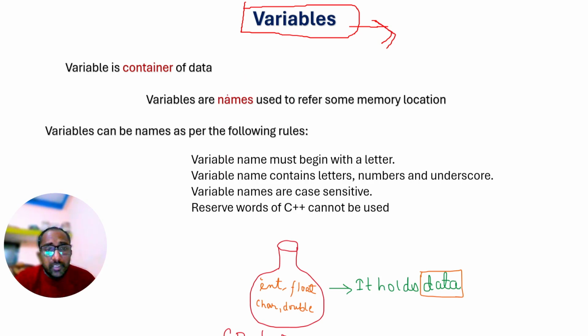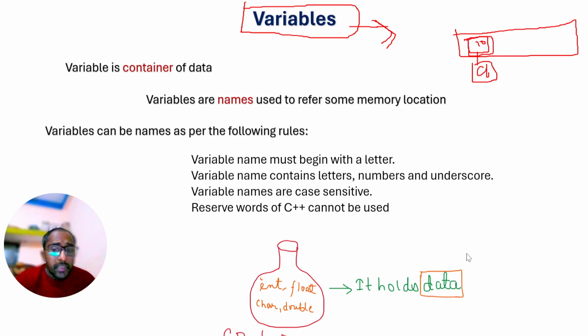A variable is a container of data. Variables are names used to refer to memory locations. They are containers. Suppose this is our memory and a block of memory will be reserved. Suppose its name is A, having the value 10. It means a block of memory will be reserved for the variable A having the value 10.